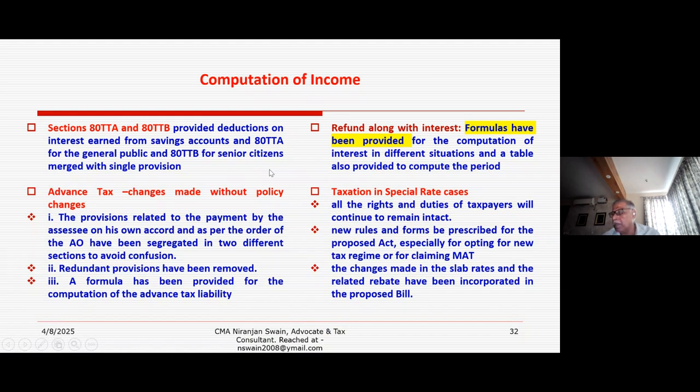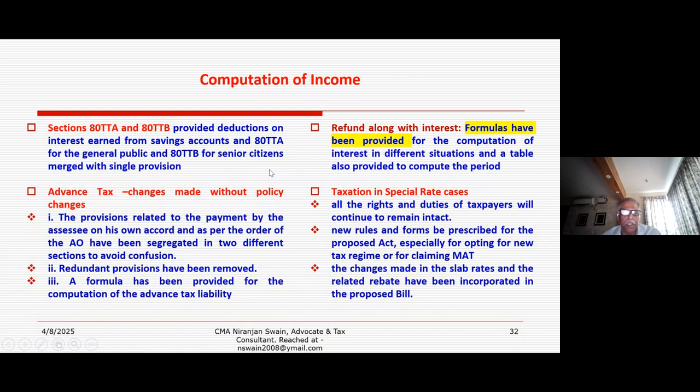What is the amount of income tax, which date it was deposited, which date it was refunded, what is the percent of interest, the formula is there. So automatically it will be calculated, and accordingly it will be paid. Section 80TT8 and 80TTB were merged into one section. Previously it was senior citizens and others.